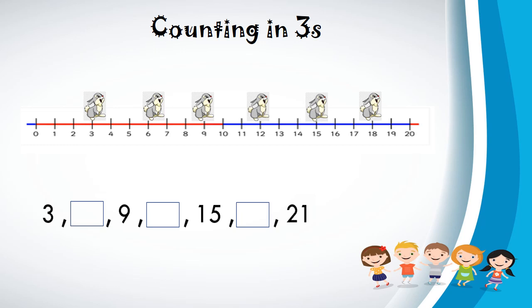Start with the number 3. We skip 2 numbers 4 and 5 and write 6 here. Then after 9, skip 2 numbers 10 and 11 and write the third number, which is 12. Skipping numbers 16 and 17, we write 18 here.